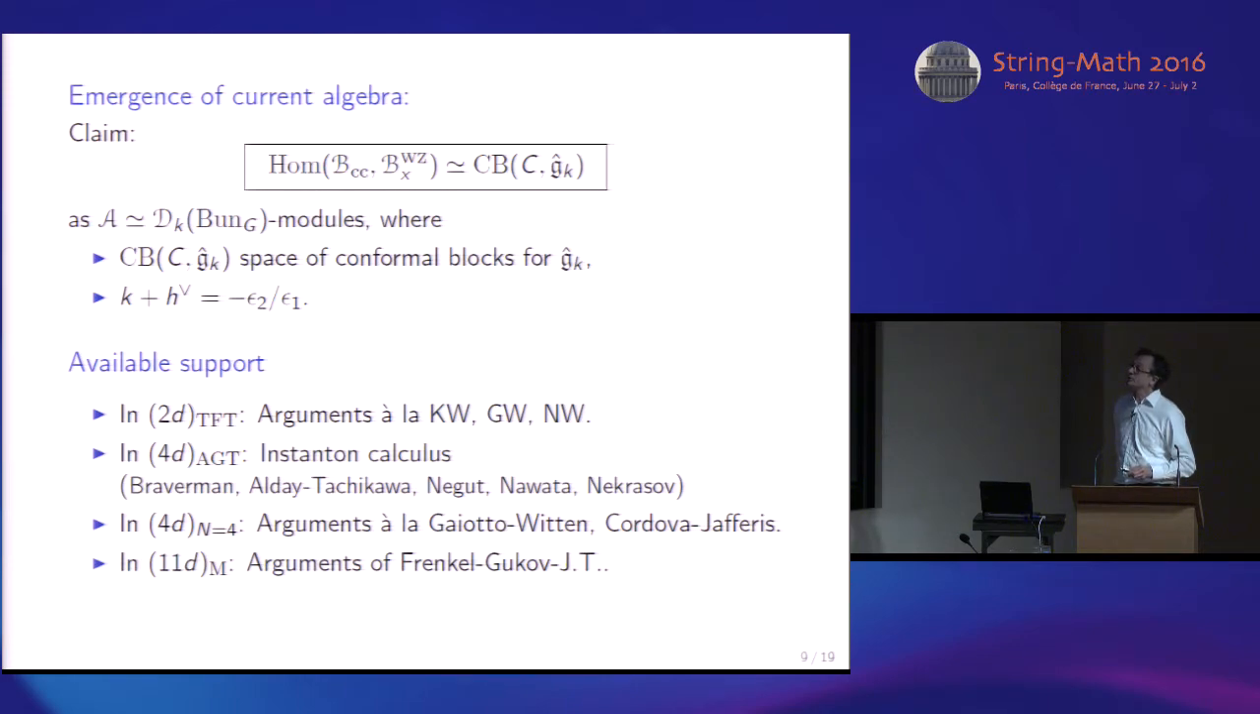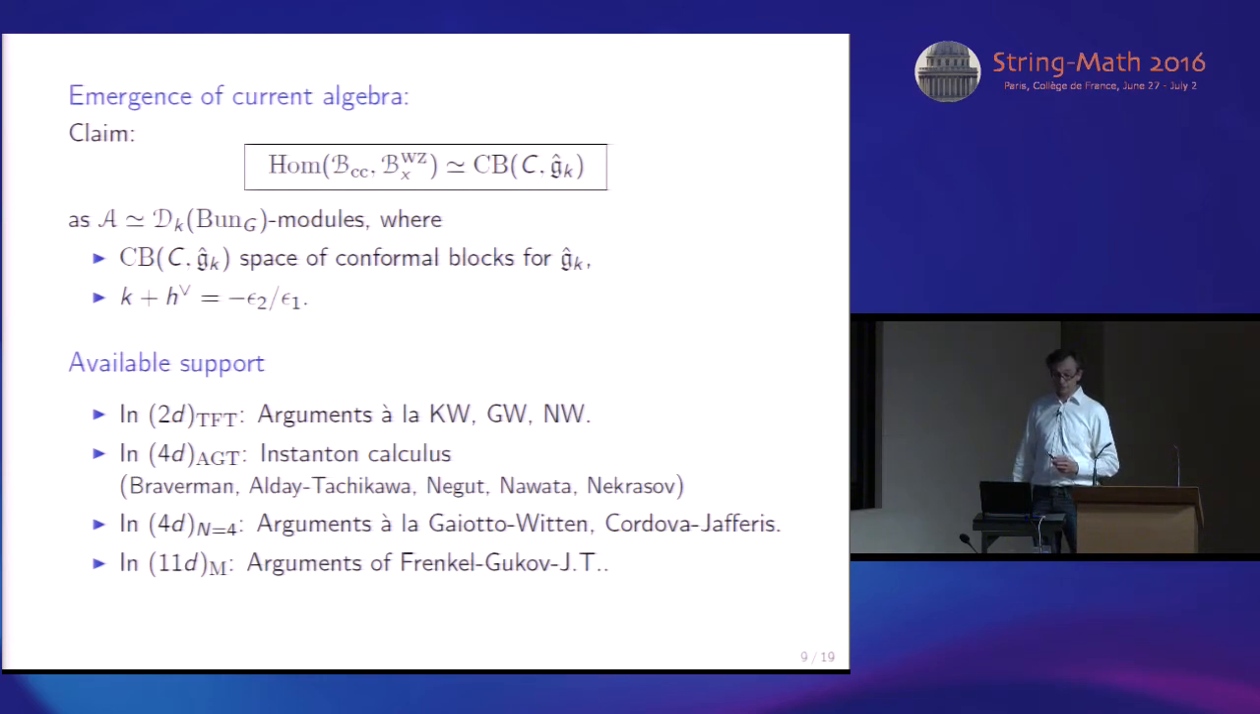And on the other hand, it comes by the same machinery of topological field theory via the non-commutative deformation of this algebra A_cc, the algebra defined by the canonical coisotropic brane. Here is also the relation of parameters. The level of the affine Lie algebra plus the dual Coxeter number is related to these radii parameters, epsilon 2, epsilon 1, which are also related to the parameters of the omega deformation by this formula. And again, we cannot go through the available support and the arguments.